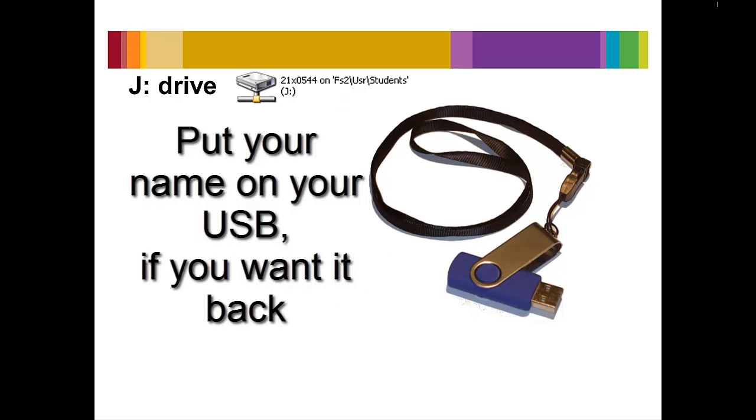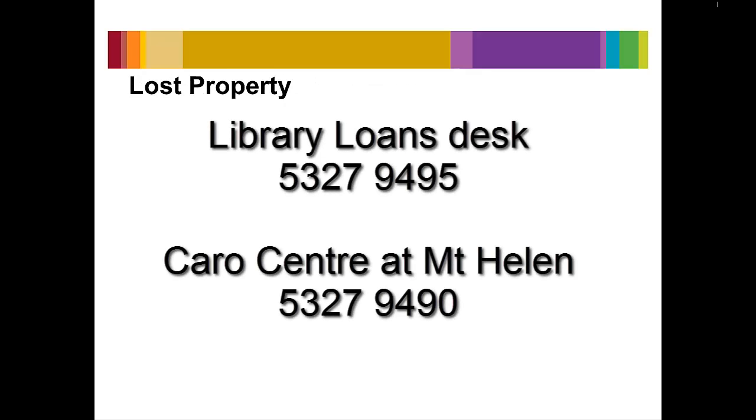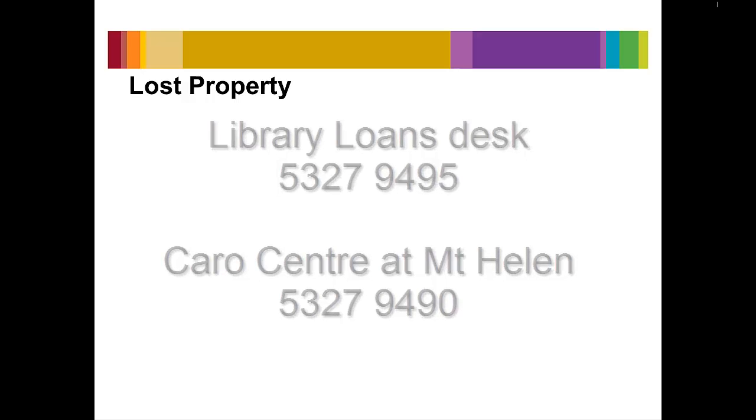If you are saving to a USB stick, please remember to save a file with your name and contact details. A lot of USB sticks are left behind, and some of them even get handed in to the library's lost property. If there is something with your name on it, we can email you to let you know it has been handed in. The library has a lost property behind the loans desk, but there is also a university lost property in the Cairo Centre near the bus stop.